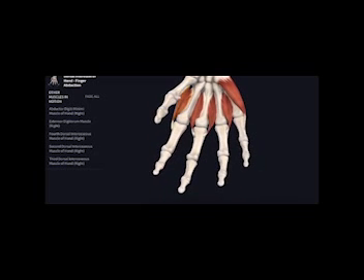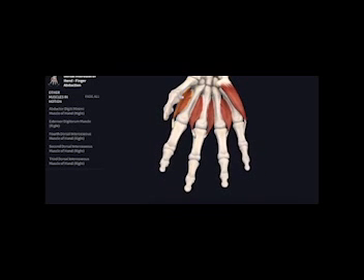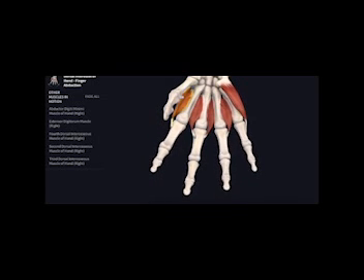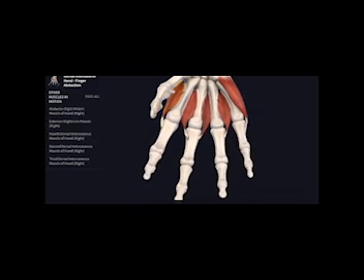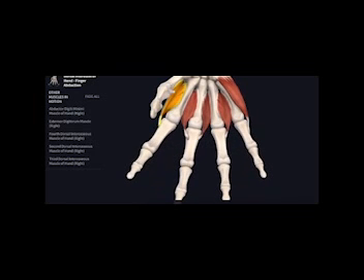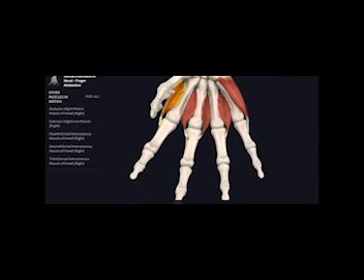And then there's the second head and the third head on either side of the third metacarpal. Okay, so because we have these heads, we can move our middle finger side to side. And lastly, we have this one between the fourth and fifth, which moves the fourth finger away from the third.